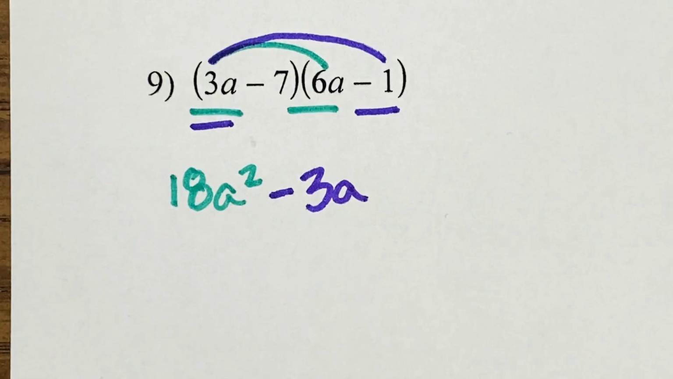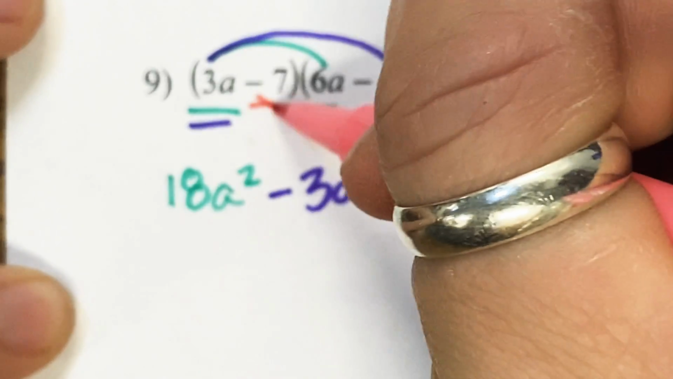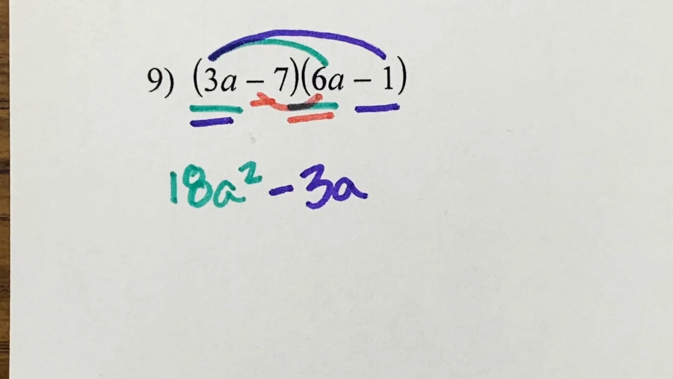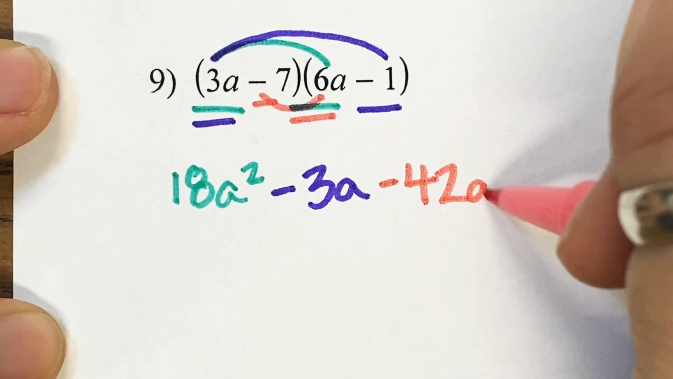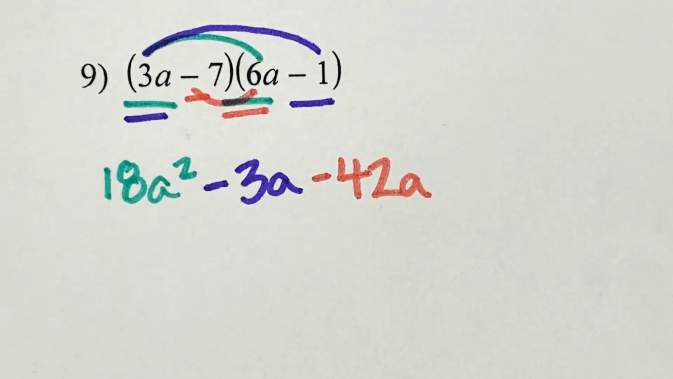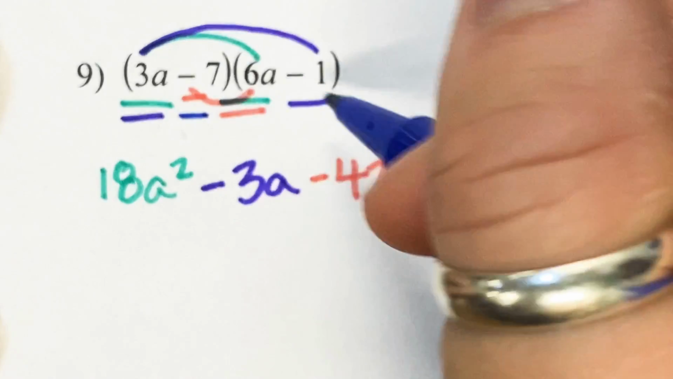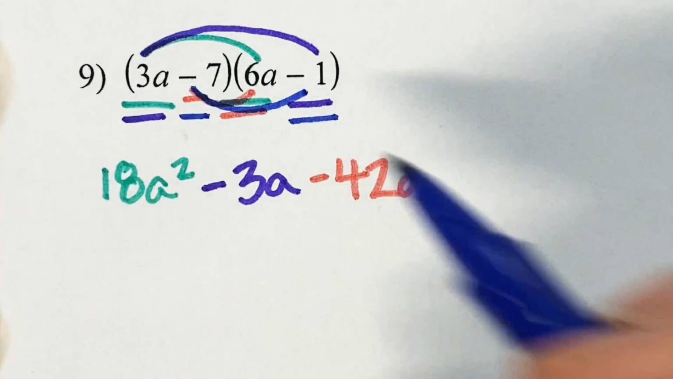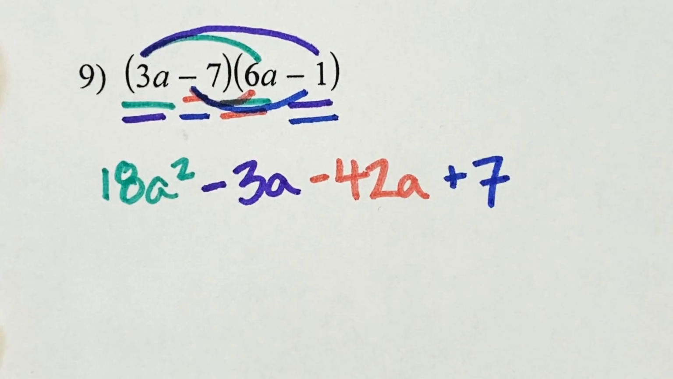Okay, I stands for inside, negative 7 times 6a, negative 7 times positive 6a. So negative 7 times 6a, that's going to give me a negative 42a. Okay, and our very last letter in FOIL, L, which stands for last, negative 7, negative 1. Okay, negative times a negative, 7 times 1. It's going to give me positive 7.